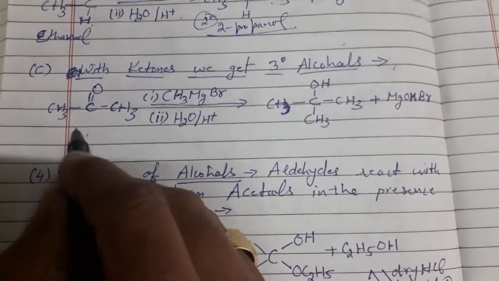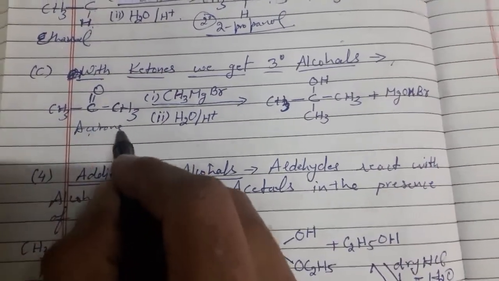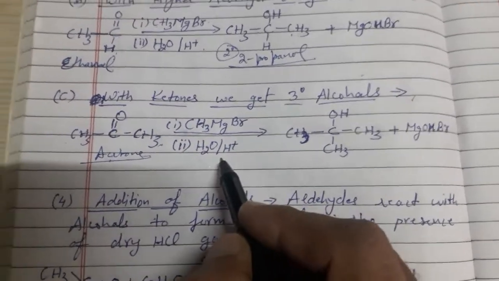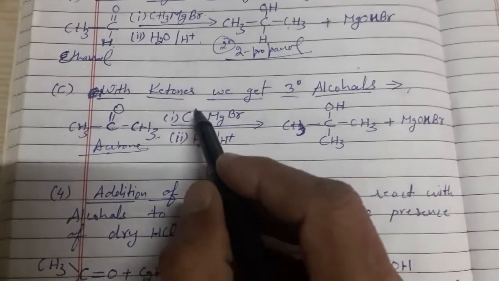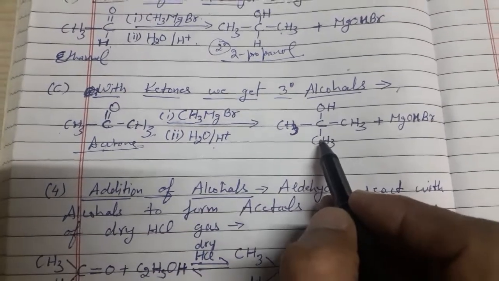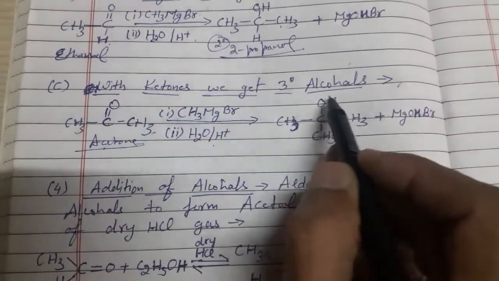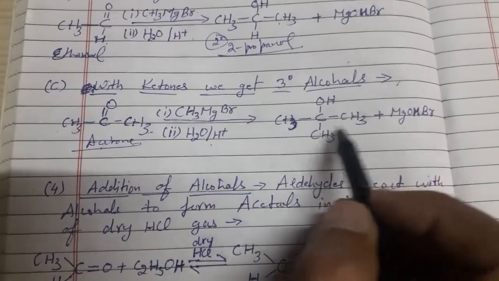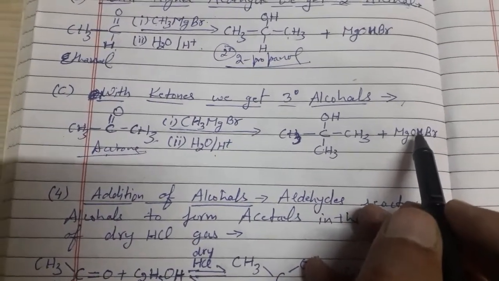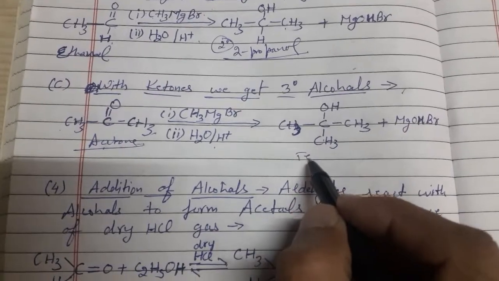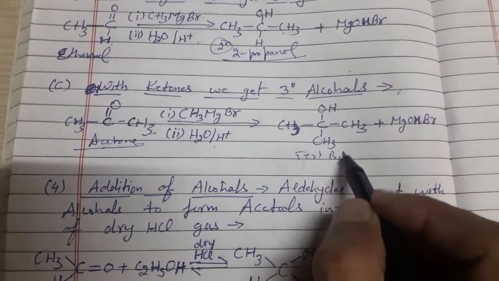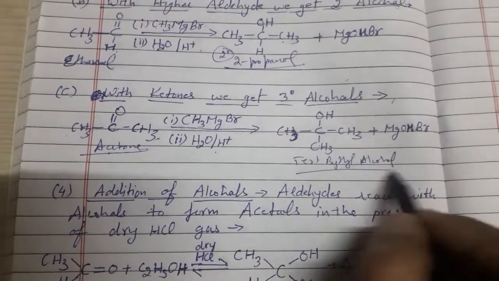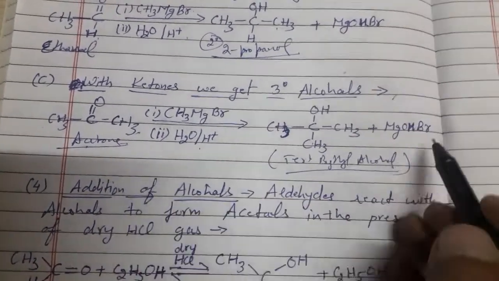So let us take this example with acetone, CH3COCH3. Carrying out RMgX hydrolysis, what will happen? This CH3 will be joined with the carbon and H will be joined with the oxygen. So from this ketone we will get tertiary butyl alcohol, that is 2-methyl-2-propanol. This is tertiary butyl alcohol as the major product.